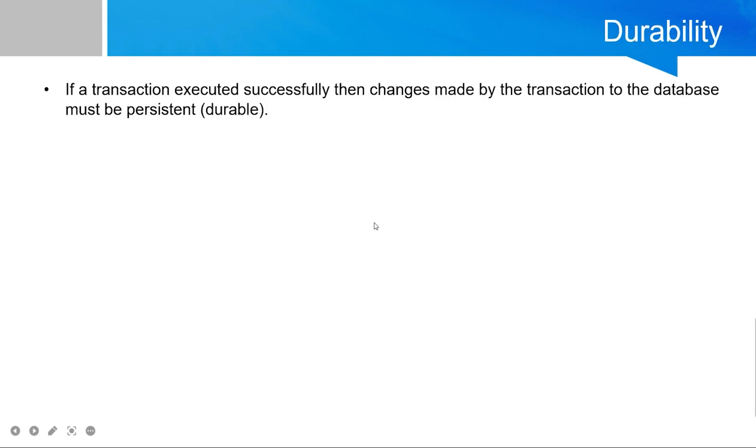The next property is durability. It says that if you executed a transaction and your transaction is successful, then the changes made by that transaction must be permanent. Meaning that if any kind of failure occurs in your system, they should not be lost. The transaction effect must not be lost due to any failure if it succeeded earlier.